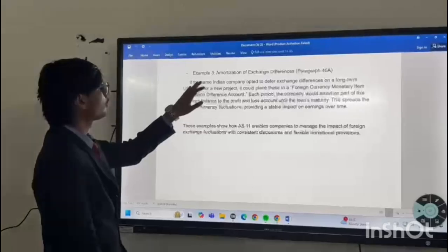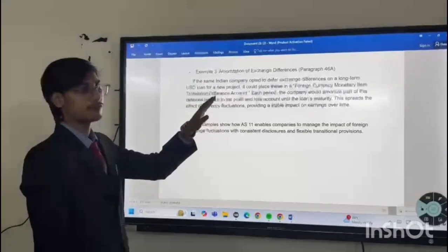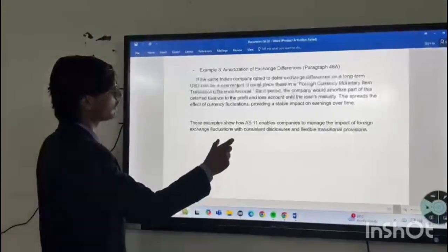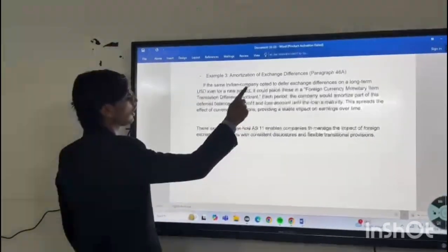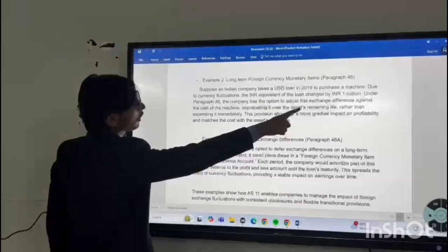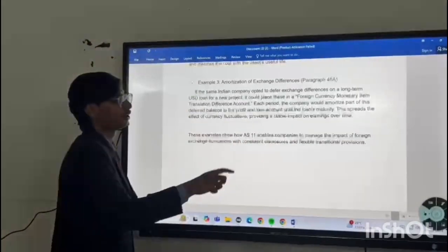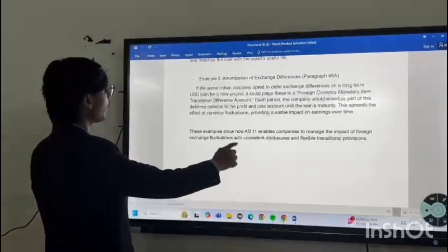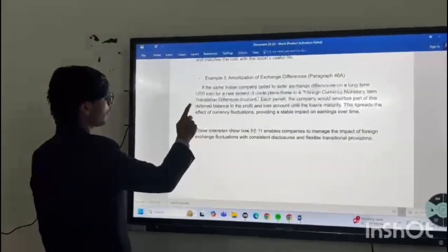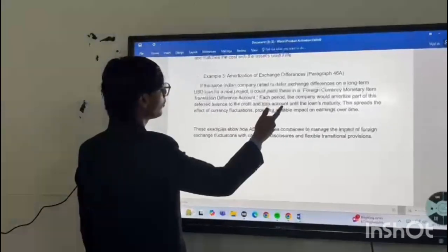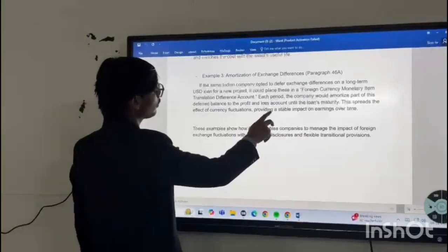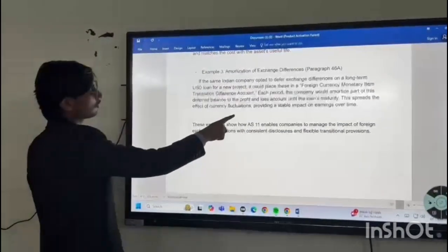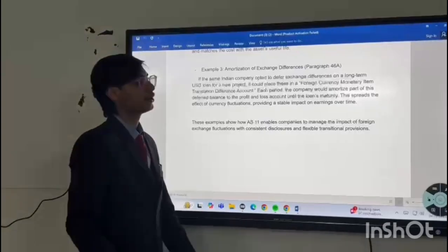Next we are going to talk about amortization of exchange difference, paragraph 46A. It's the same as the previous one, but in this, the exchange difference, like in the last example where we took around 1 million, let's say for example the difference is around 0.2 million. That 0.2 million balance will be amortized part by part in the profit and loss account until the loan's maturity. This spreads the effect of currency fluctuation, providing a stable impact on earnings over time.